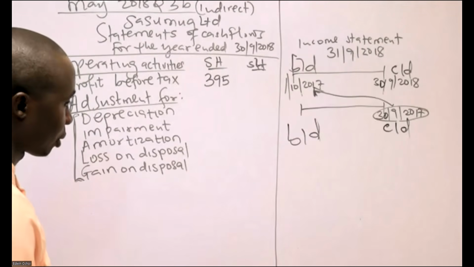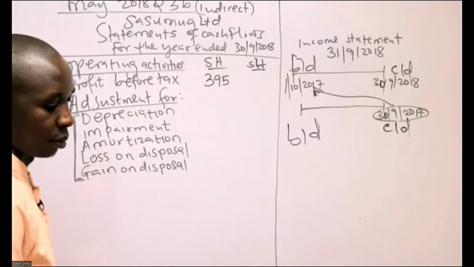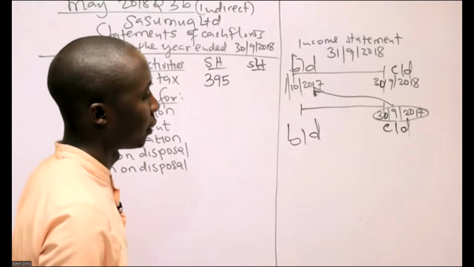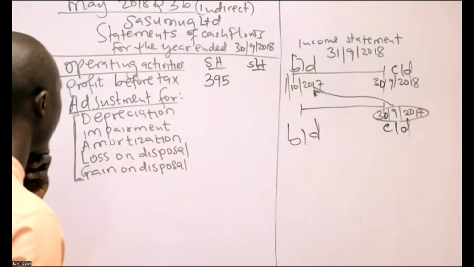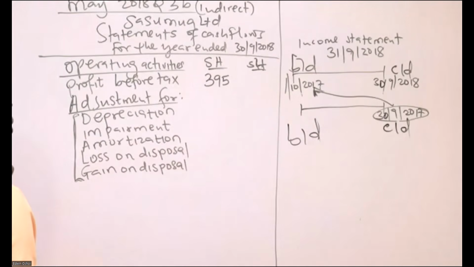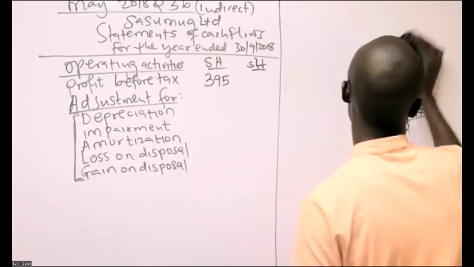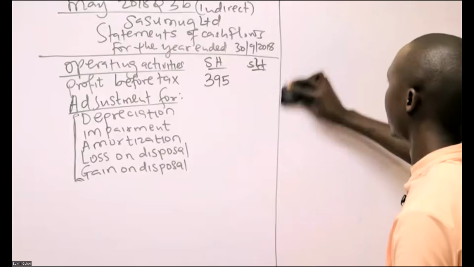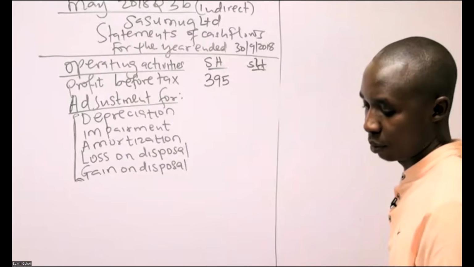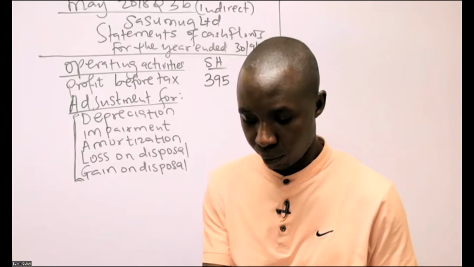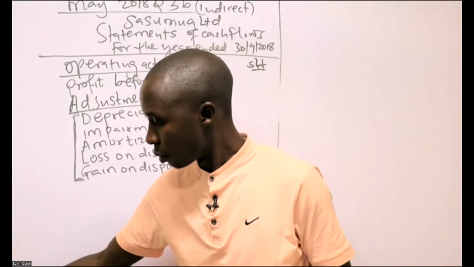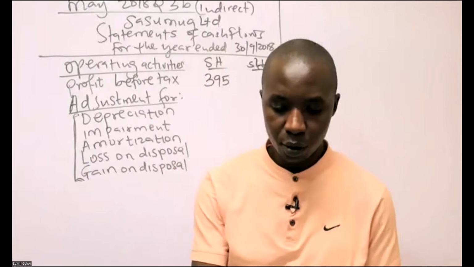Was there depreciation in this question? Depreciation for the year. Was there impairment? Was there amortization? Loss on disposal, gain on disposal. So in the additional information, what is provided there? Is the depreciation given?